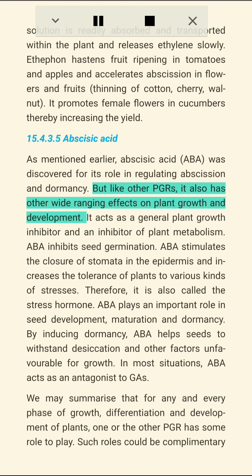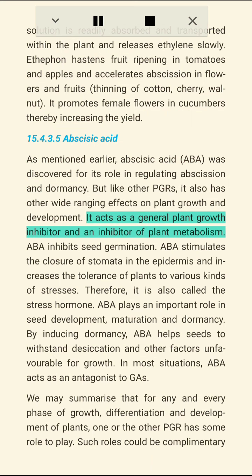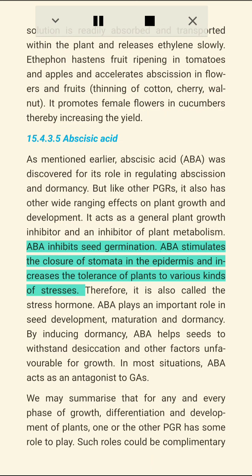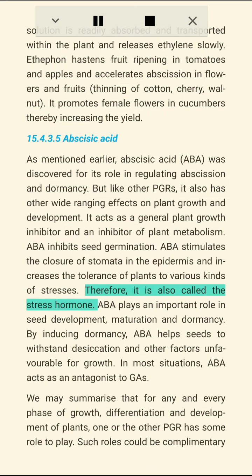15.4.3.5 Abscisic acid. As mentioned earlier, abscisic acid, ABA, was discovered for its role in regulating abscission and dormancy. But like other PGRs, it also has other wide-ranging effects on plant growth and development. It acts as a general plant growth inhibitor and an inhibitor of plant metabolism. ABA inhibits seed germination. ABA stimulates the closure of stomata in the epidermis and increases the tolerance of plants to various kinds of stresses. Therefore, it is also called the stress hormone.